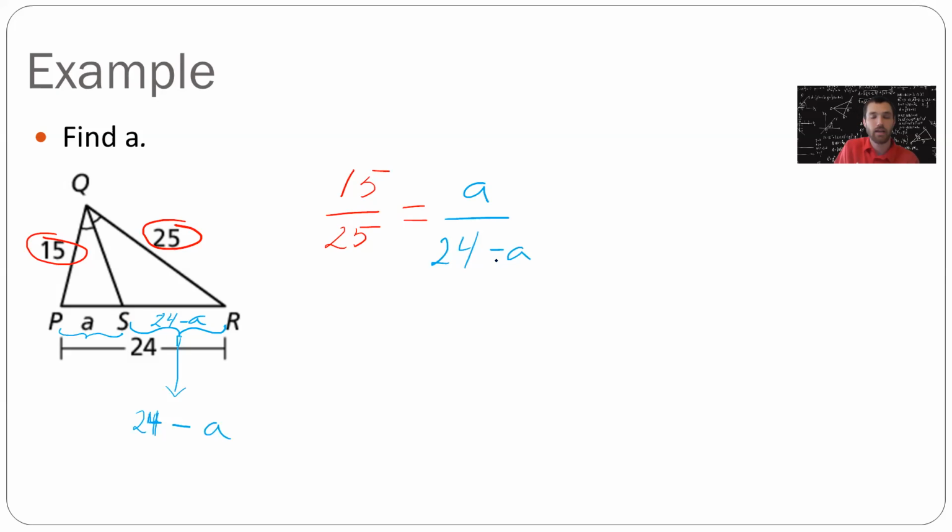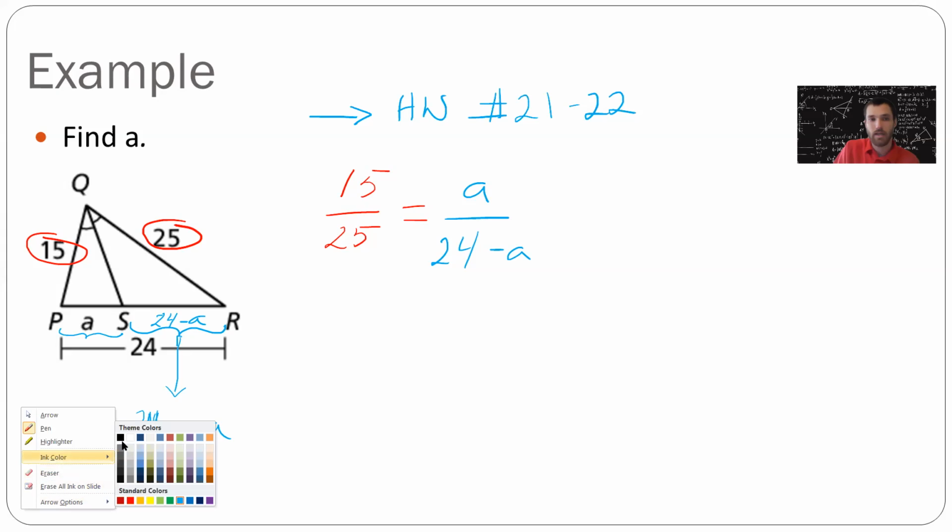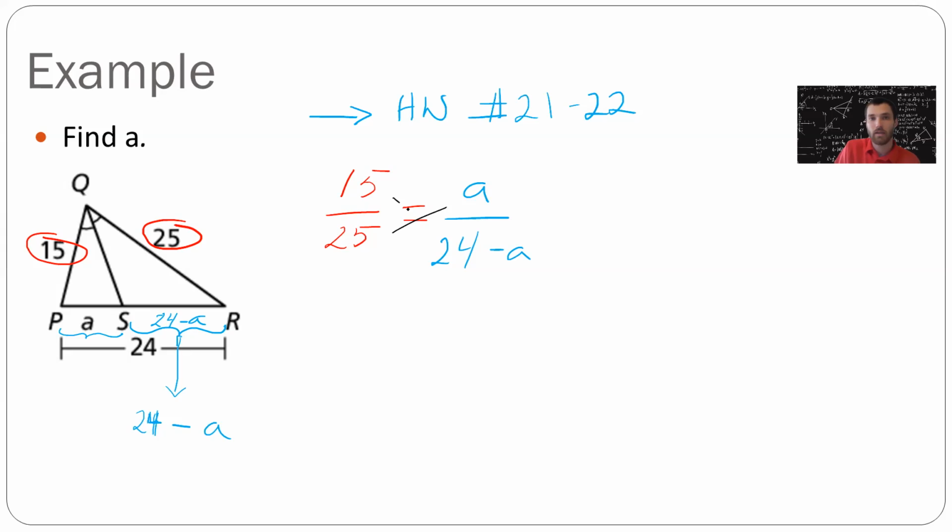So you'll have problems, and these homework problems are just like numbers 21 and 22, okay? Now, the reason that this is a little bit complicated is 24 is the whole length, but we need to analyze just S to R. Our theorem only allows us to do P to S over S to R. It has nothing to do with the whole length of 24, but we can use that whole length and subtract A from it to get that piece to solve our problem. And then all we simply have to do is cross multiply, okay?